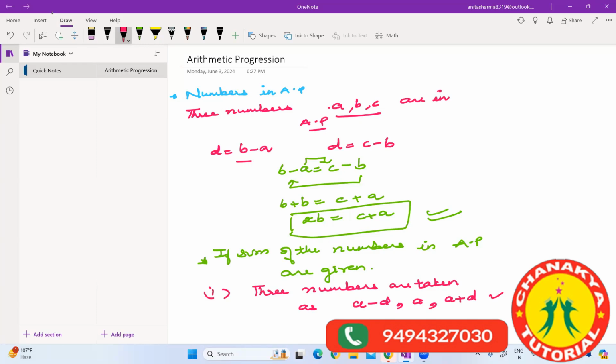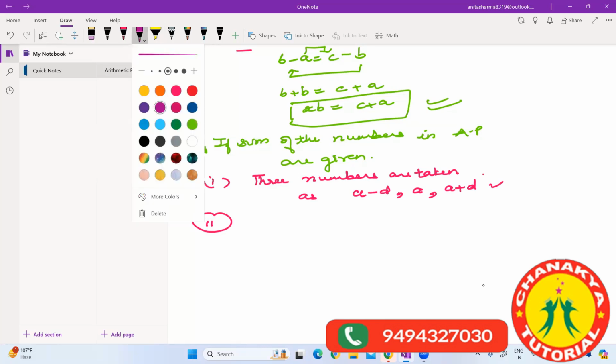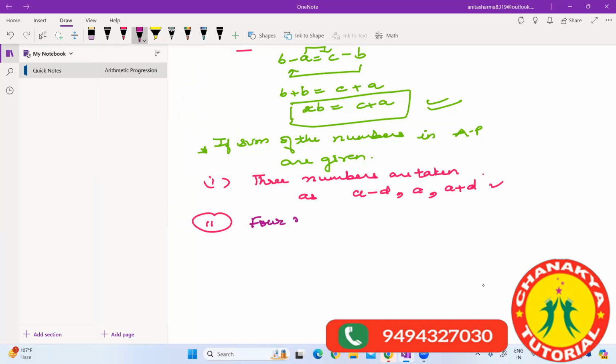Okay, beta? Now second, I will explain by question how you will suppose this. If the sum of four numbers is given, then you will take the four numbers as a minus 3d, a minus d, a plus d, and a plus 3d. So you have to suppose four numbers like this.